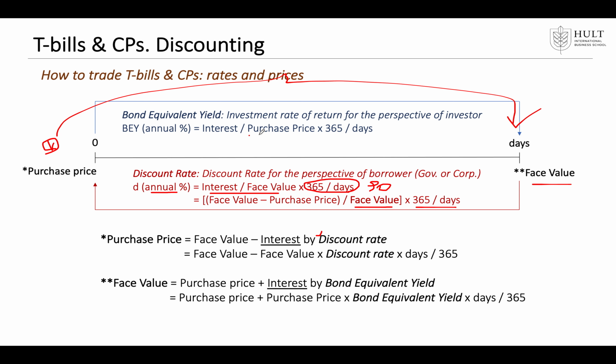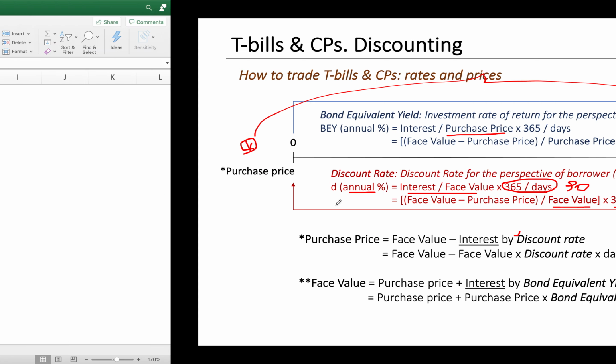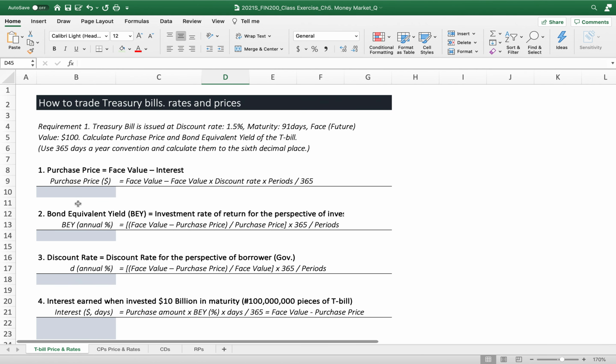So we have the purchase price for the perspective of the investor, and then this is the annualized factor. How to calculate the interest: face value minus purchase price, divided by purchase price, from this standpoint, the start point. And then we multiply this annualized factor. Okay? So let's apply this concept into this exercise.